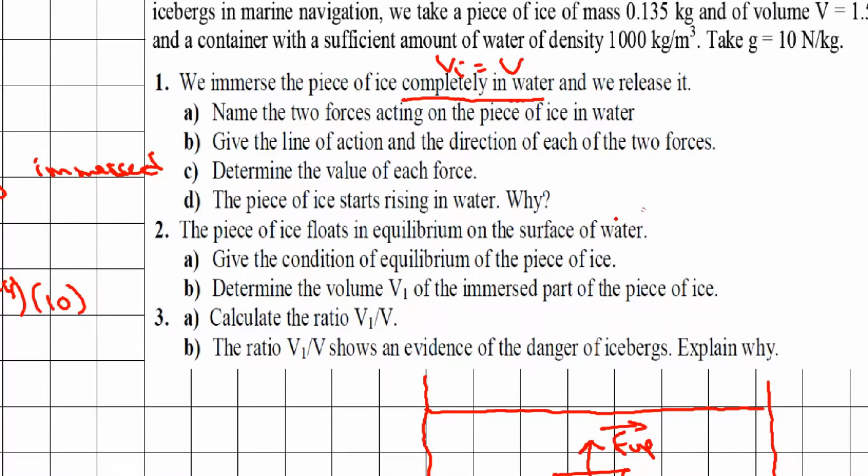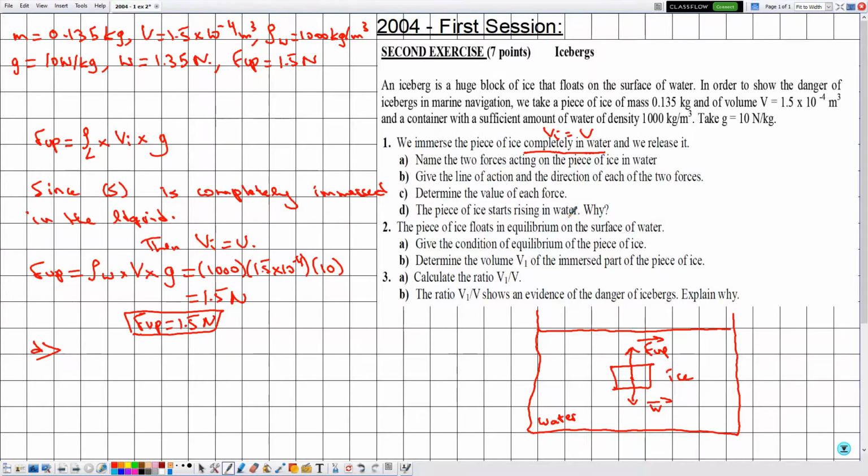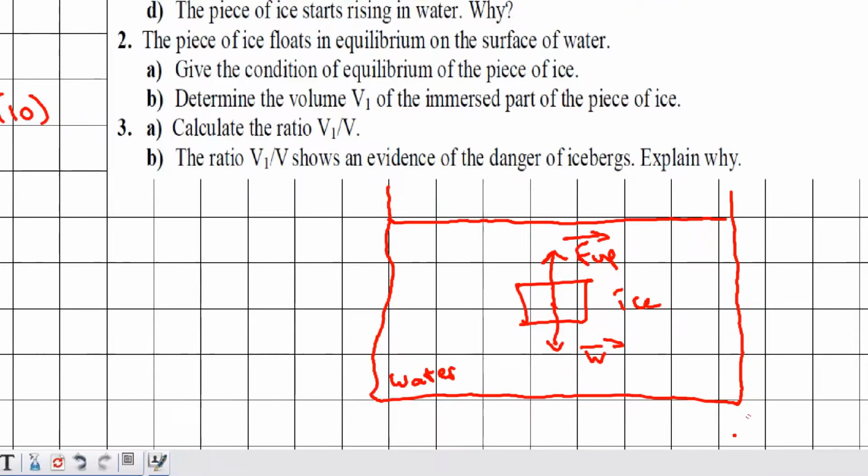The piece of ice starts rising in water. Why? They gave me the result. They are telling me that the piece of ice will rise to the surface of water, but they need the justification. So here let me say the following: the value of F upthrust is given by 1.5 newtons, and the value of the weight, which is the real weight, is given by 1.35 newtons. Knowing that the weight acts vertically downward and F upthrust acts vertically upward on the other side, let's compare the magnitudes of the two forces.